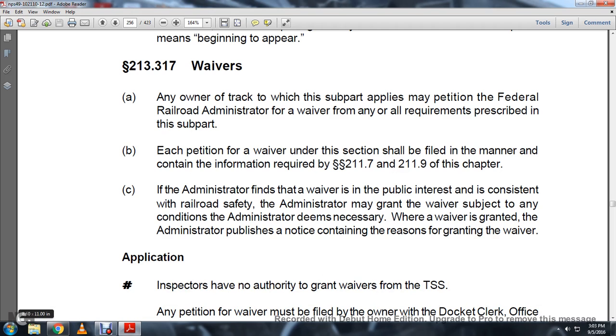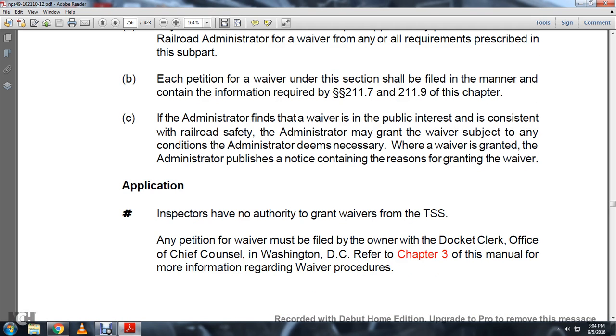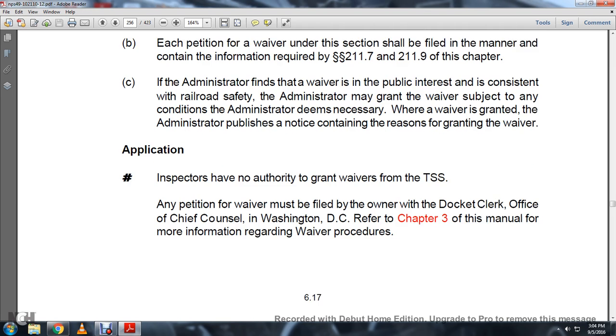If the Administration finds the waiver is in the public interest and consistent with railroad safety, the Administrator may grant the waiver subject to any conditions the Administration deems necessary. When a waiver is granted, the Administrator publishes a notice containing the reason for granting the waiver application. Inspectors have no authority to grant a waiver to the track from track safety standards. Any petition for a waiver must be filed with the docket clerk, Office of the Chief Counsel, in Washington, D.C. Refer to chapter 3 of this manual for more information regarding the waiver procedure.